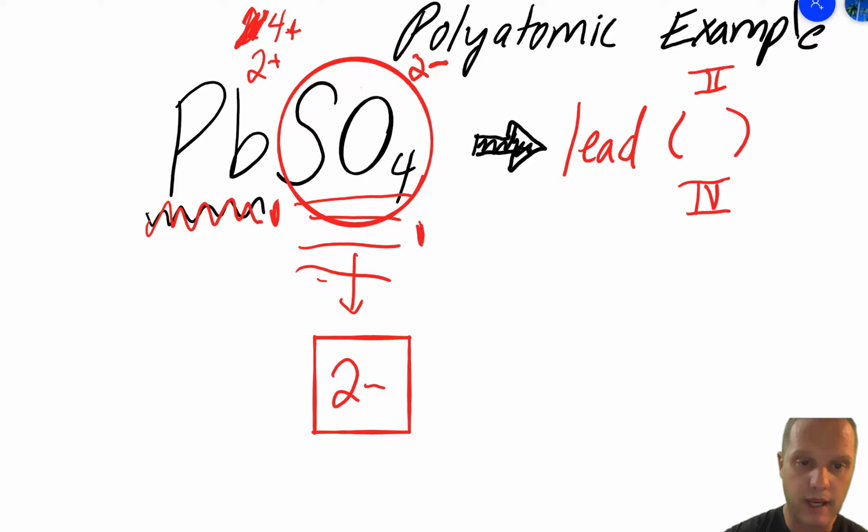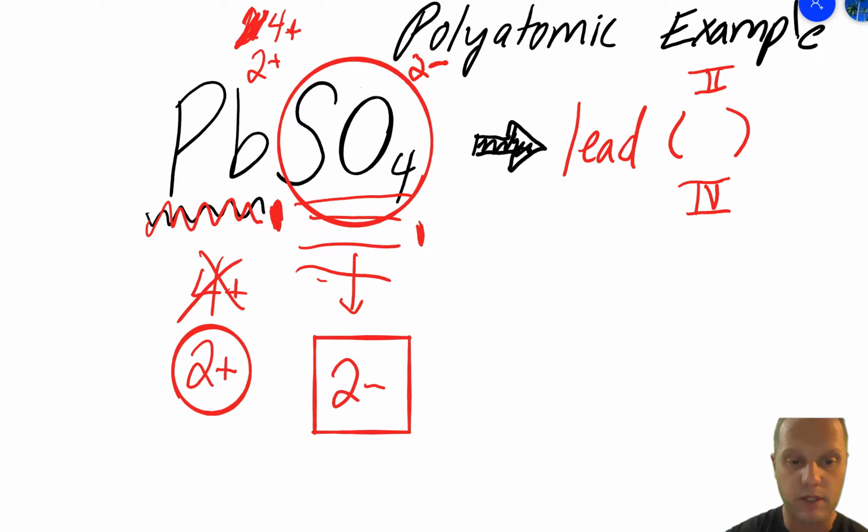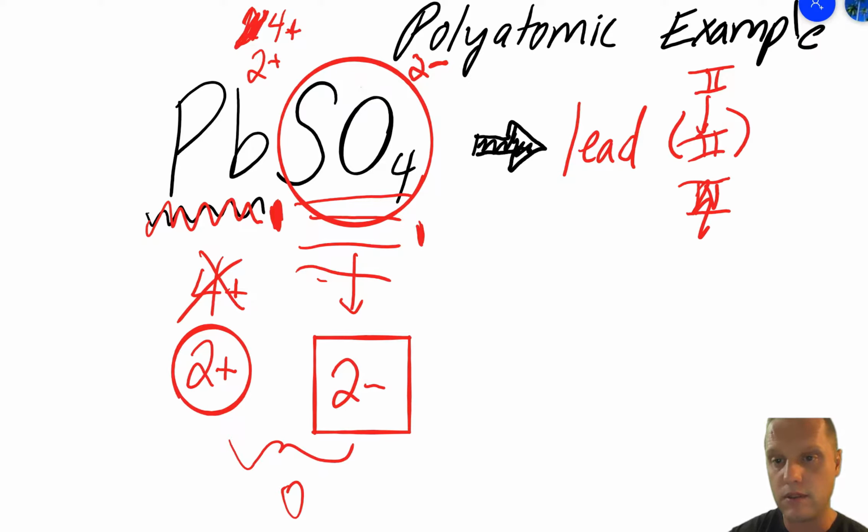How many leads do we have? Well, we have a subscript of 1, so that means that we have 1 lead. What charge would go in here to make it neutral? Well, the answer is 2+. 4+ will not work because it will not be neutral. 2+ and 2 negative make 0 charge, neutral. So the answer is lead 2. So this is going to be lead 2 sulfate.